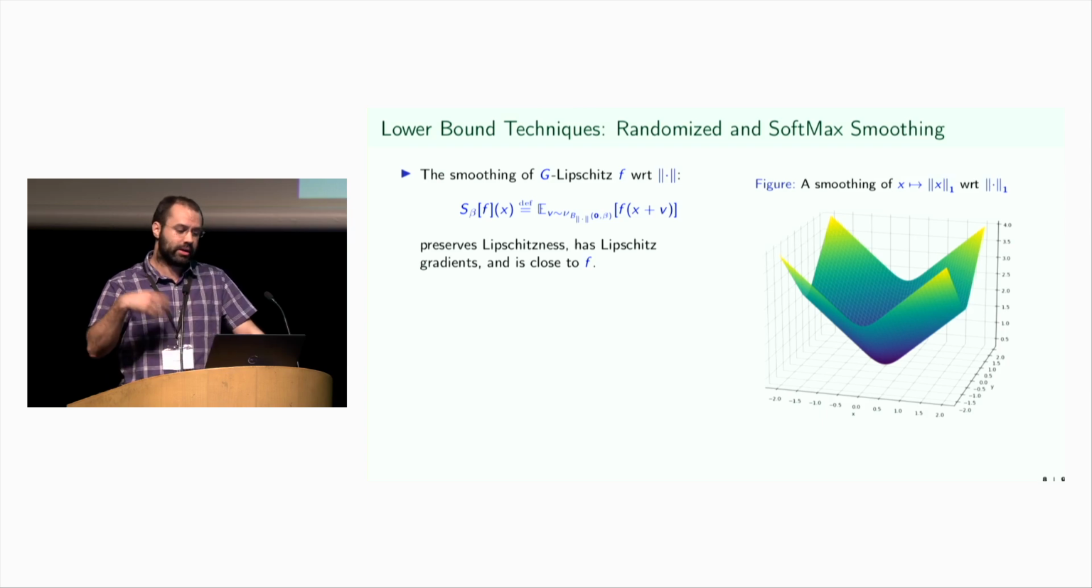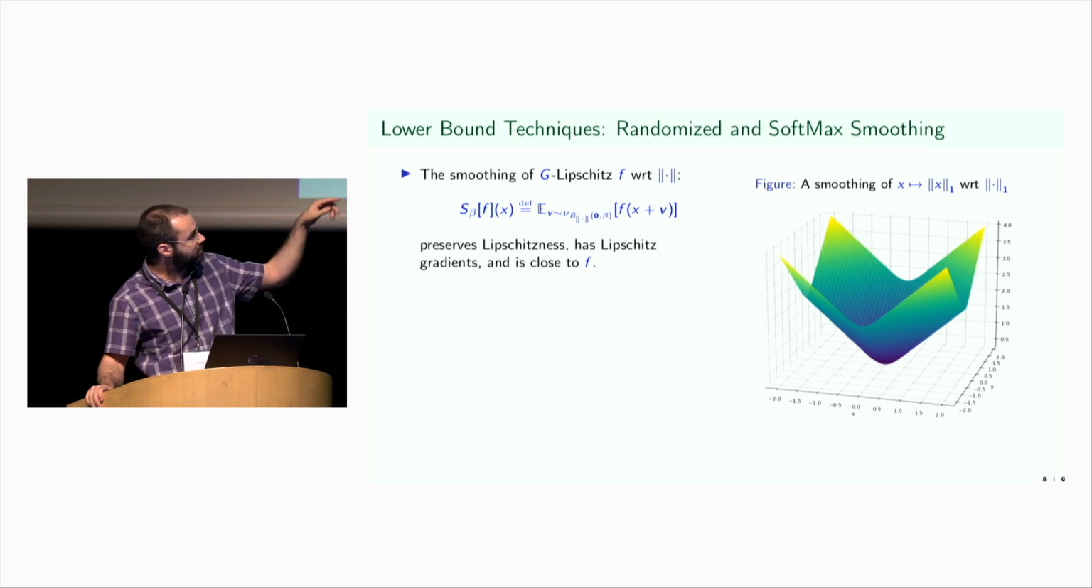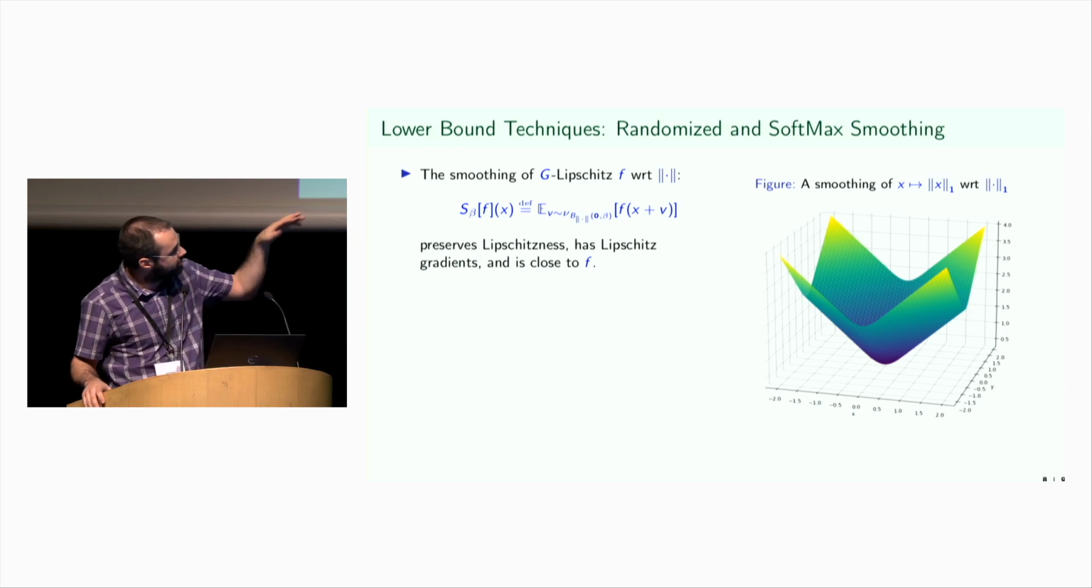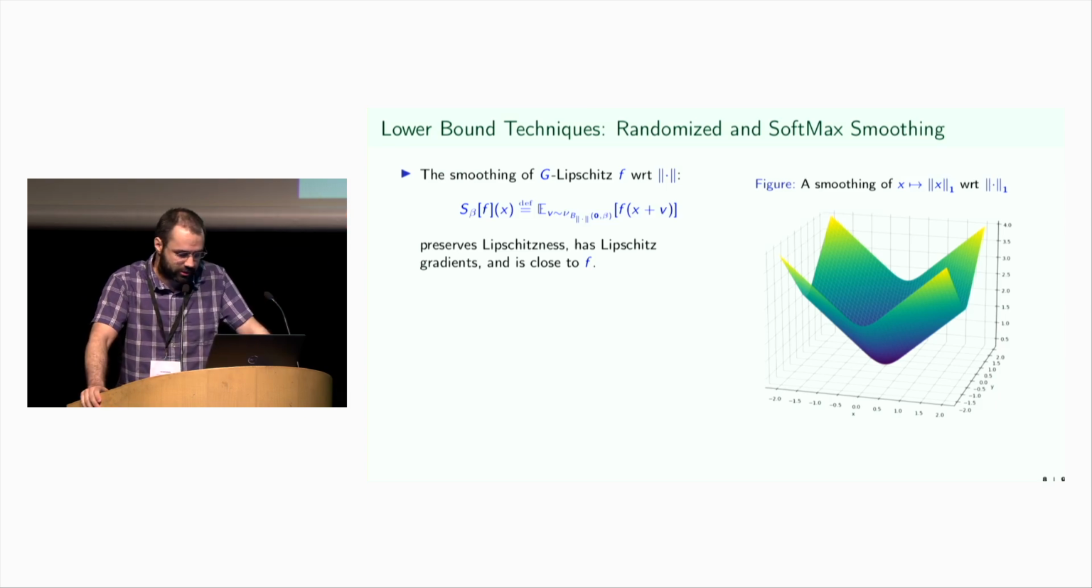And this smoothing is also close to F. So in this picture, I have an example where I smooth the L1 norm with respect to itself, and you can see it looks very much like the L1 norm, but in the corners where you would have no differentiability, it's slightly smoothed out, and then in the center, it's almost like a sphere.